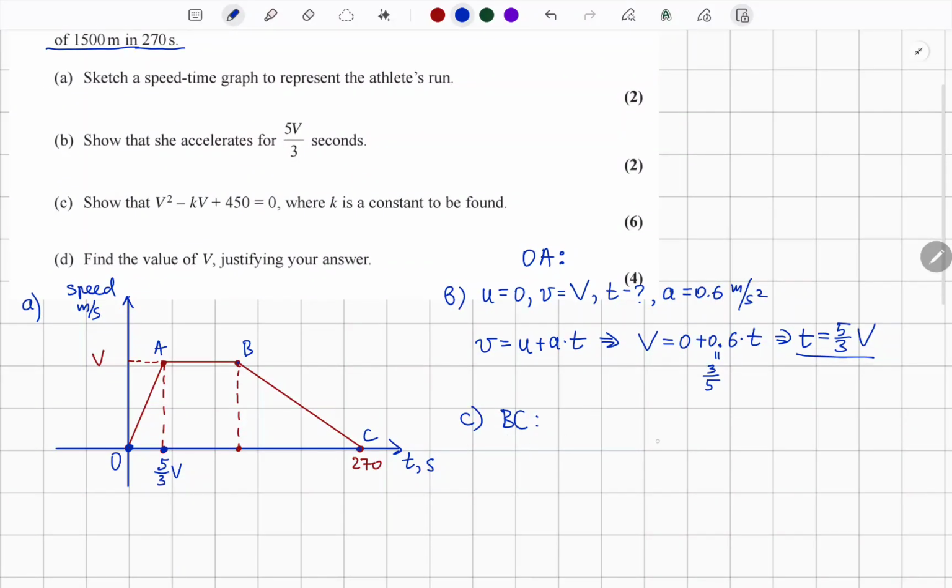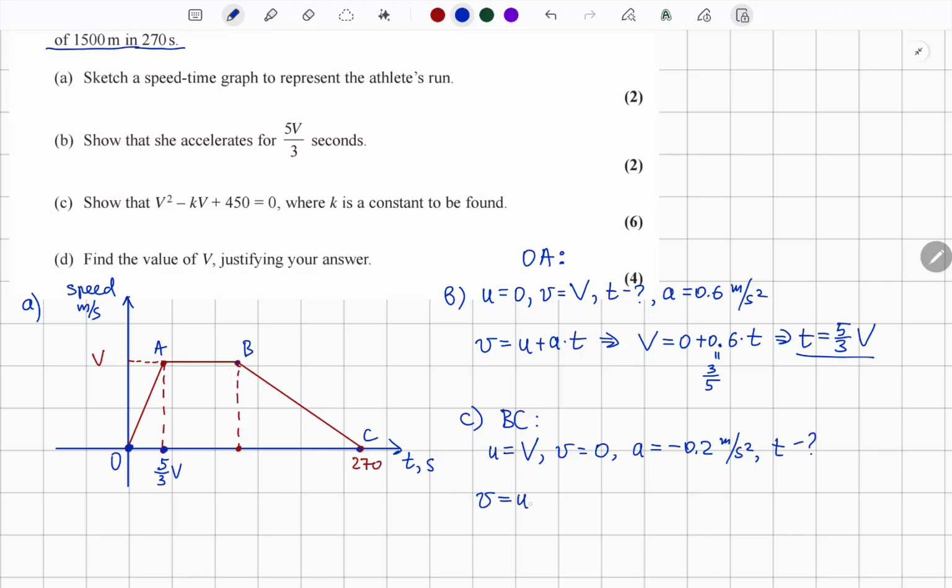Let's clearly write down all the parameters of her motion. The initial speed u: she entered this period of motion with the initial speed of v. The final speed is 0 because she stopped at the end. Acceleration is minus 0.2 meters per second squared. The negative sign is crucial because it's deceleration. The time is unknown, so we use the same SUVAT formula.